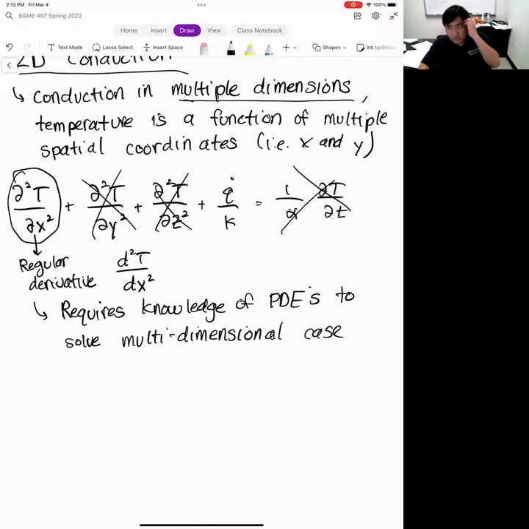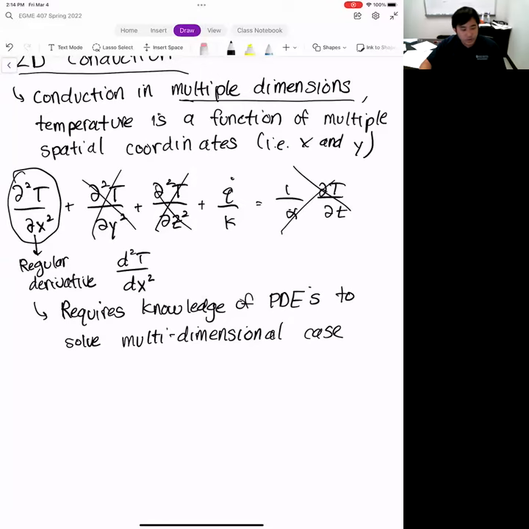Okay. And in particular, you have to know how to solve partial differential equations, right? Because we're going to have derivatives in x, derivatives in y, and sometimes even derivatives in z. And so you're going to have to solve all those terms exactly. Okay. And so solving PDEs is way beyond the scope of this course, and in fact, I would argue it's even beyond the scope of an undergraduate degree. Okay? You don't really learn how to solve PDEs until you get to graduate school.